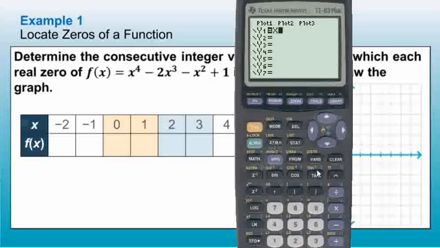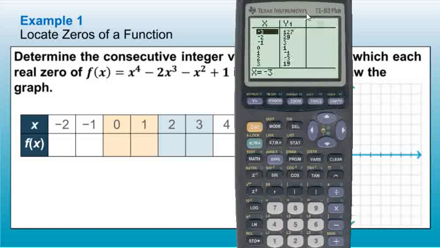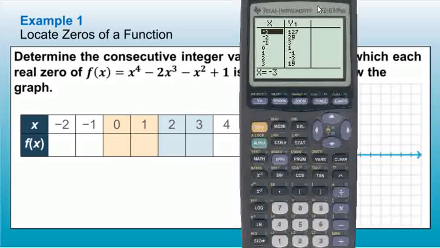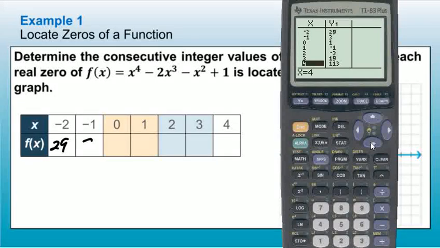So we have x to the fourth minus 2x cubed minus x squared plus 1. Now if I go to second graph, see my table of values, I'm going to go from -2 to 4. Okay, so -2 is 29, -1 is 3, 0 is 1, 1 is -1, 2 is -3, 3 is 19, and 4 is 113.